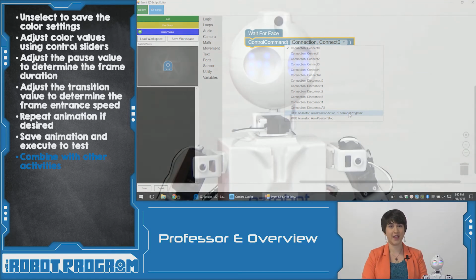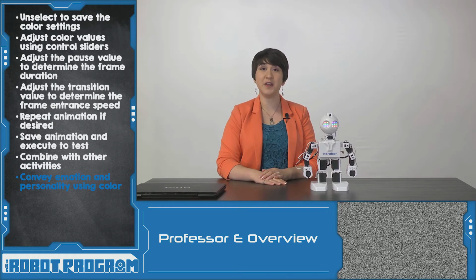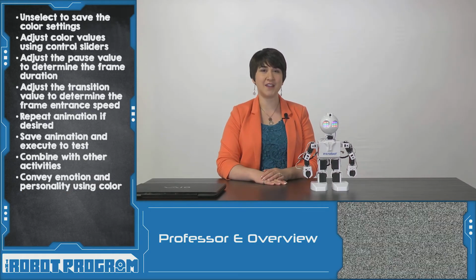Animating JD's eye array is a great way to add a little bit of color to your robot. See if you can convey different emotions such as happiness or sadness, or maybe just add a little bit of extra flair for your robot creations.